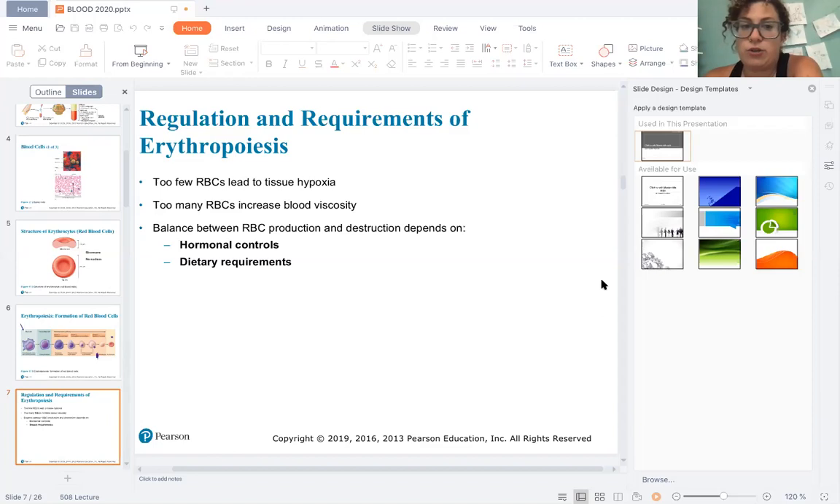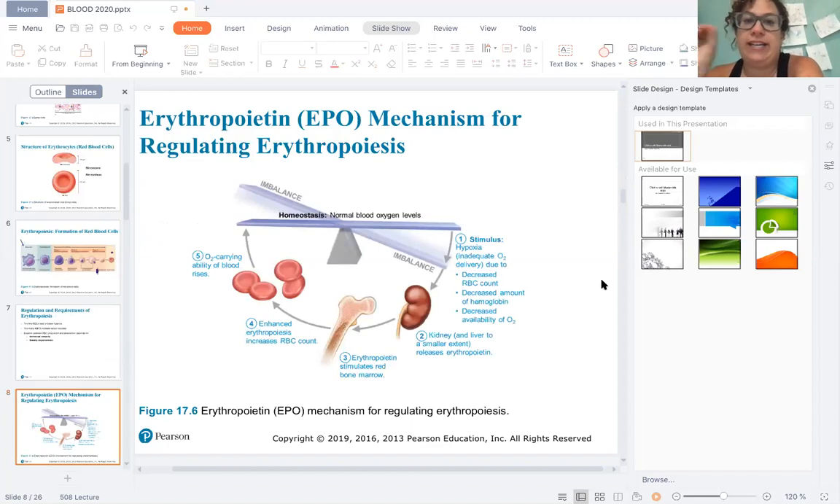And how do we control these? We control these by hormonal controls, which we'll get into in a second, and then dietary requirements. And this is where my naturopathic Dr. Hart shines all over the place, okay? So erythropoietin, EPO, is the main way we stimulate red blood cell formation. So homeostasis, remember, that is maintaining a balance, a normal blood oxygen level here.